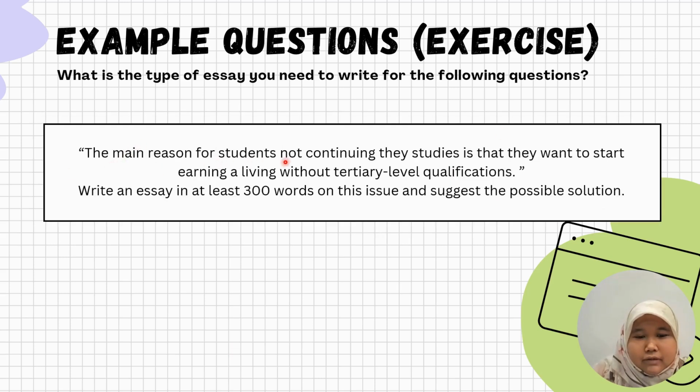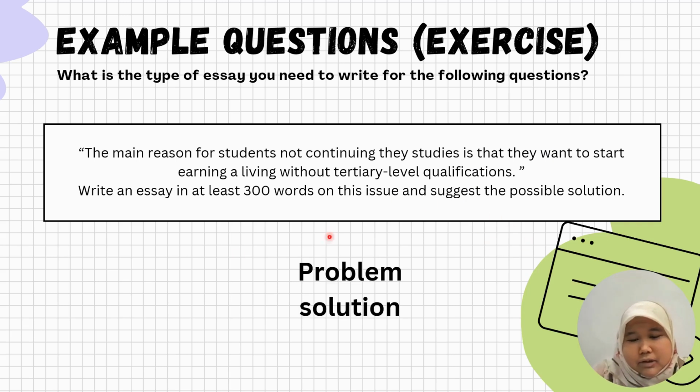Okay, next. What's this? "The main reason for students not continuing their studies is that they want to start earning a living without tertiary level qualifications. Write an essay in at least 200 words on this issue and suggest possible solutions." So it's obvious that it's a problem solution type of essay that you have to do. You have to provide three points of solution about the question.